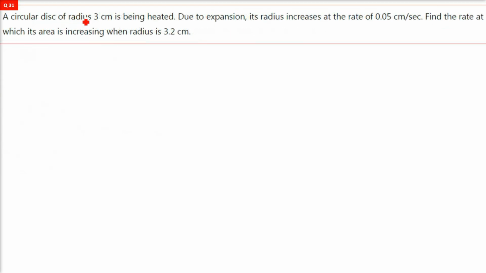A circular disc of radius 3 cm is being heated. Due to expansion, its radius is increasing at the rate of 0.05 centimeter per second. So radius is 3 centimeter. dr by dt is increasing, so it will be positive 0.05 centimeter per second. Find the rate at which its area is increasing. So dA by dt is what we have to find out when the radius is 3.2 centimeter.